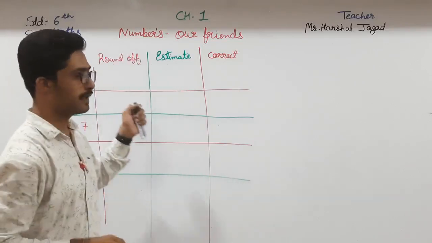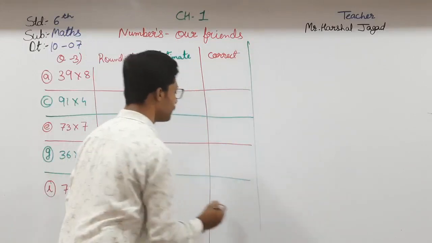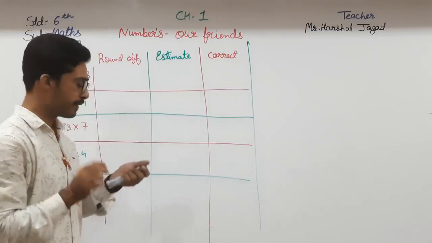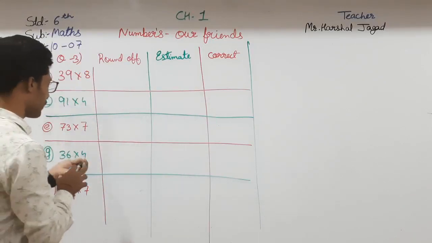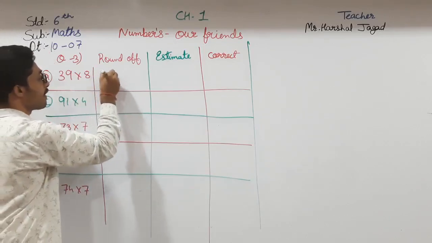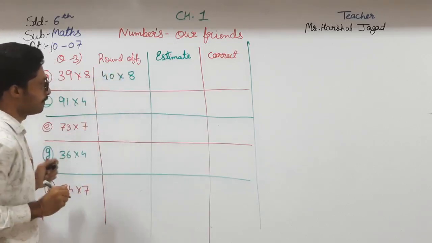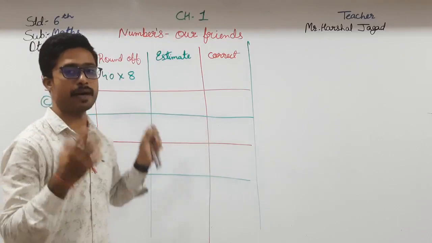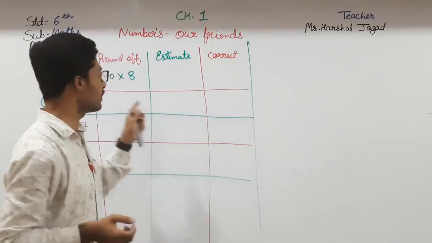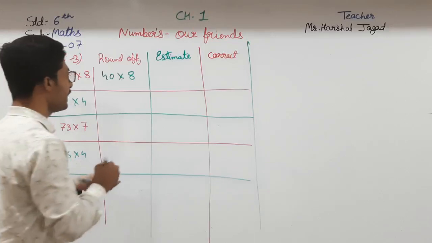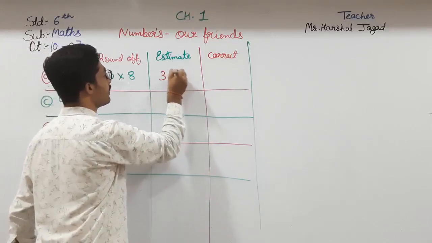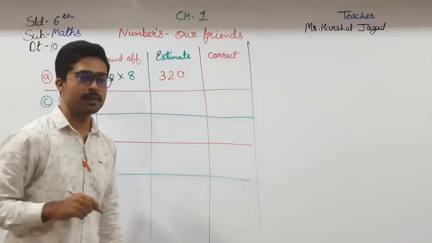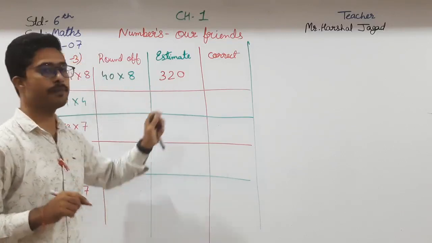Okay students, so here let us do this. The first one, 39 into 8, it is given. So we will just round off. Here I can say 40 into 8. Here it is 39, and I can round it off to 40. So 4 8s are 32, and 1 zero. So your answer will be 40 into 8, that is 320.